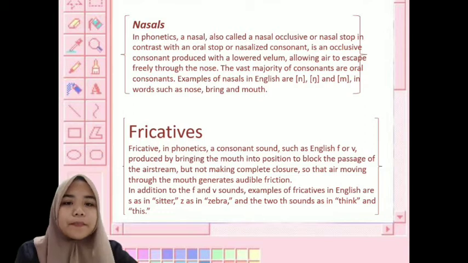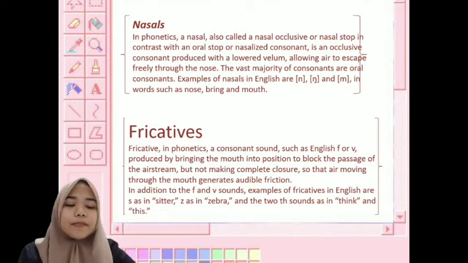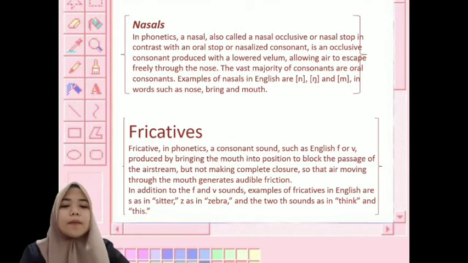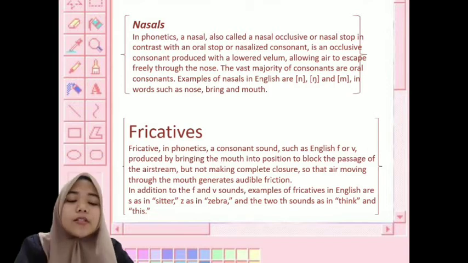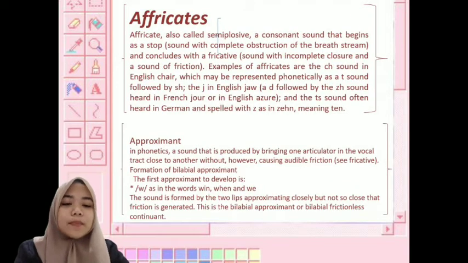Affricates. An affricate is a consonant that begins as a stop and releases as a fricative, generally with the same place of articulation, most often coronal. It is often difficult to decide if a stop and fricative form a single phoneme or a consonant pair. English has two affricate phonemes, ch and j.